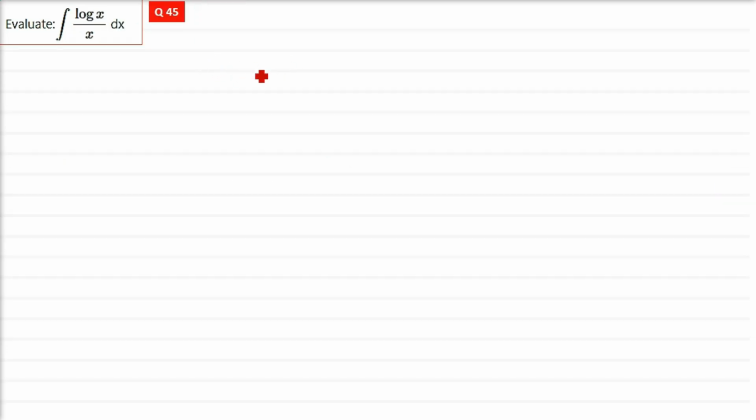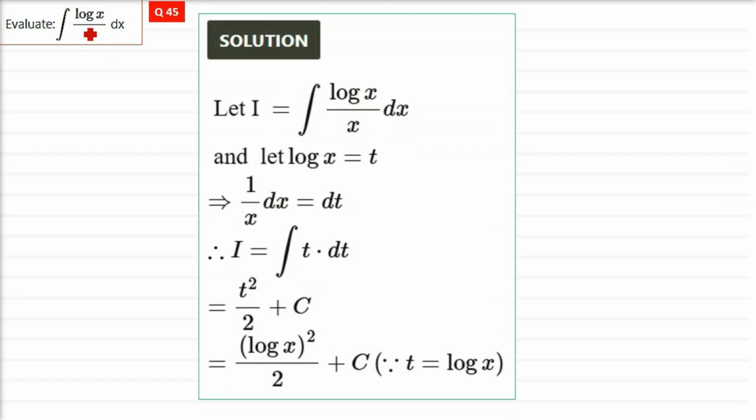Now log x by x, integration of log x by x. Take log x as t, dx by x, you will directly get dt. You just have to integrate t, which gives t square by 2. t was taken as log x, so it is log x whole square by 2 plus a constant of integration.